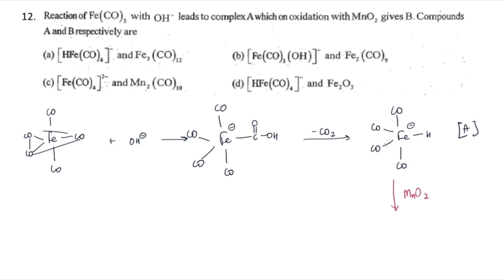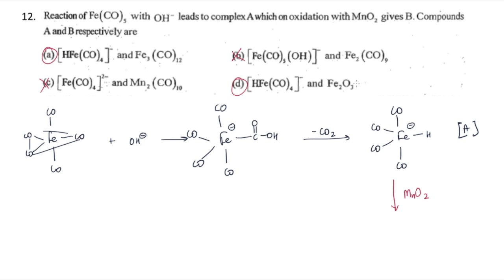Remember, metal carbonyl bonds are very strong, so you cannot oxidize it straight away and form metal oxygen bonds like that, because the probable answer now, you can see, is either option A or D. Option B and C you can just cancel out. So in the next step you cannot simply do the reaction and break all the bonds.